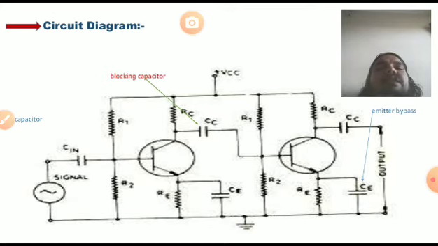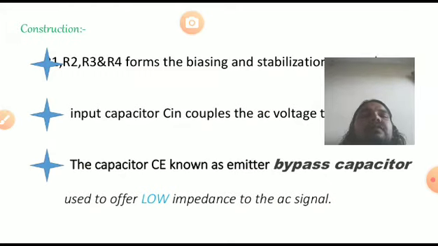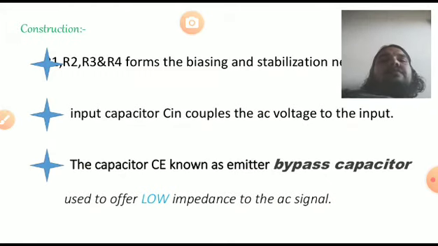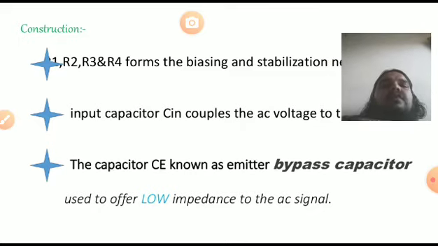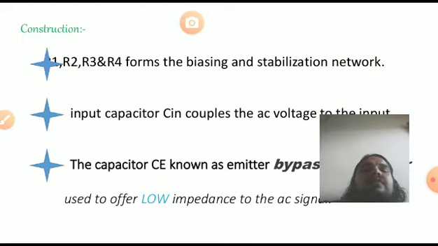The circuit diagram is shown. The transistor is in the common emitter configuration. R1, R2, R3 and R4 form the biasing and stabilization networks.